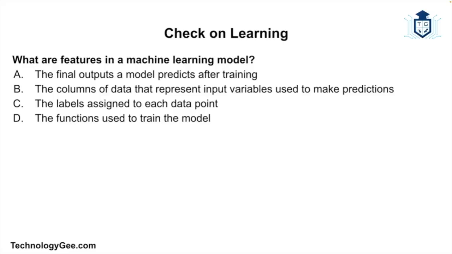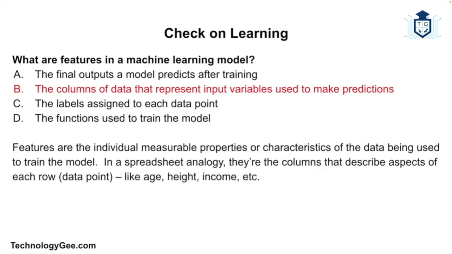So our first question is, what are the features in a machine learning model? Is it the final outputs a model predicts after training? Is it the columns of data that represent input variables that are used to make predictions? Is it the labels that are assigned to each data point? Or is it the functions that are used to train the model?